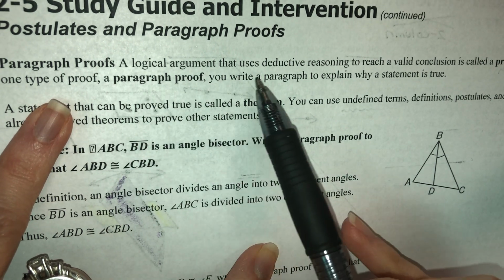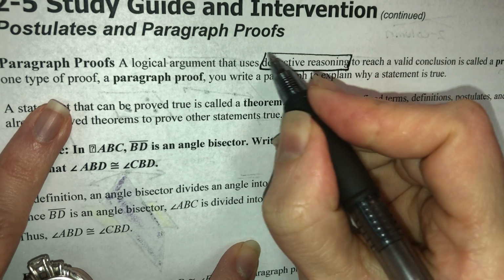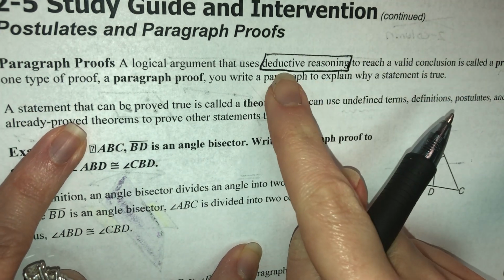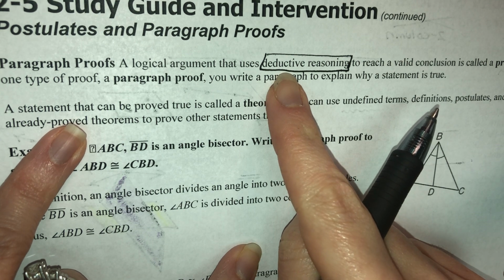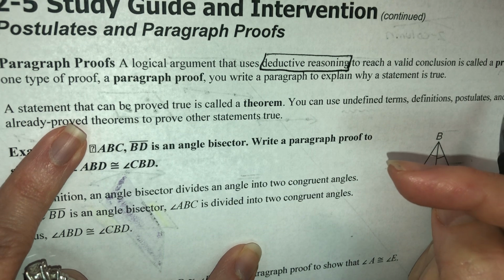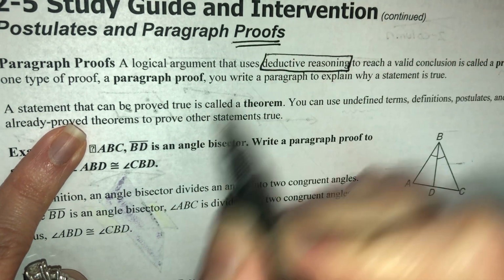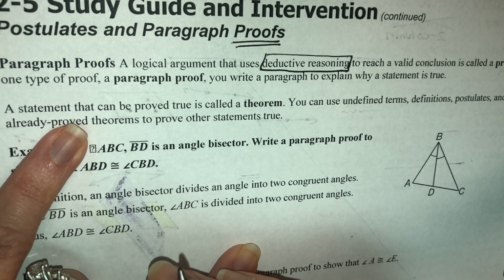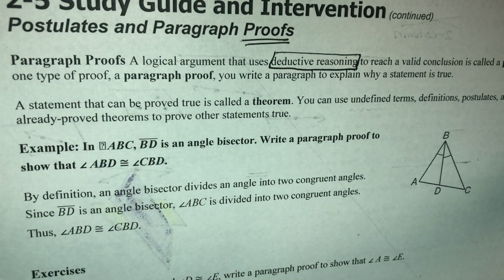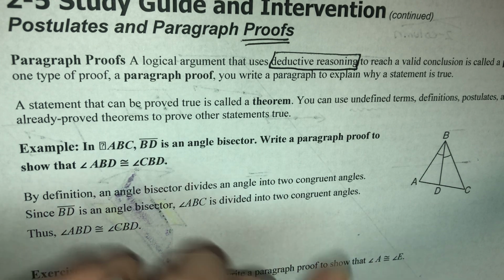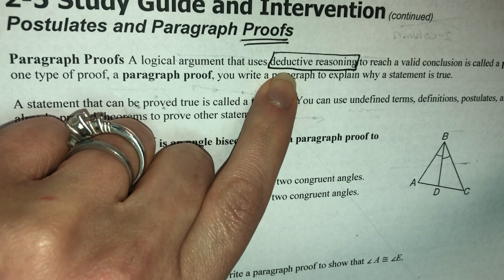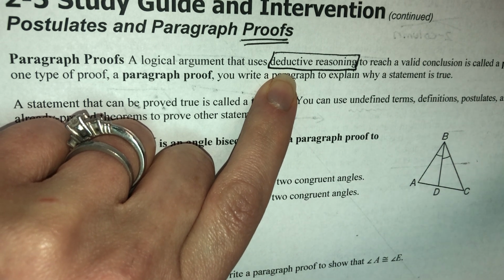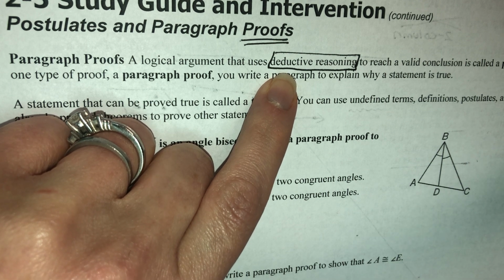A logical argument that uses deductive reasoning. So on our other sheet, we were talking about inductive reasoning. This is deductive reasoning, which is a different type of reasoning. Instead of looking for patterns, we're looking to make a proof of something being true based on known facts. So we're not relying on our guesses, our hunches, our explorations. We are looking at what are the facts, what do we know. We can only base everything off of a known fact. This is the type of reasoning people use in like courtroom cases. You have this list of facts, so what conclusion could be made based upon these given facts?